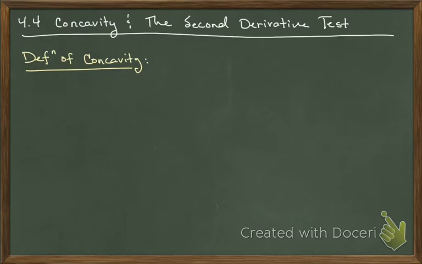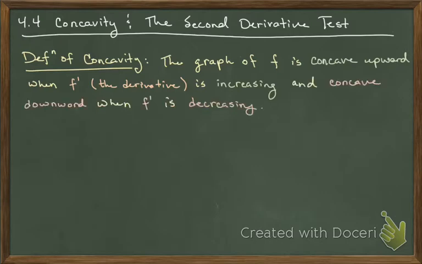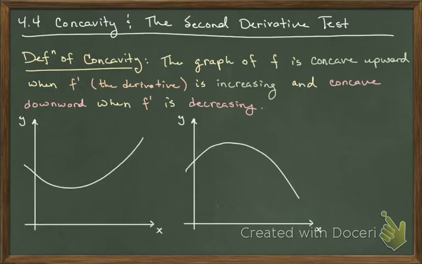Okay, so the definition of concavity here, I'm going to skip by a bunch of the rigorous part, but basically what we say is the graph of a function f is concave upward when f prime, the derivative, is increasing. Okay, so when the derivative is increasing, and that's important. The second bit here, and concave downward when f prime is decreasing. Okay, so what it means for a derivative to be increasing is, of course, then the second derivative is positive, and when a derivative is decreasing, it means the second derivative is negative.